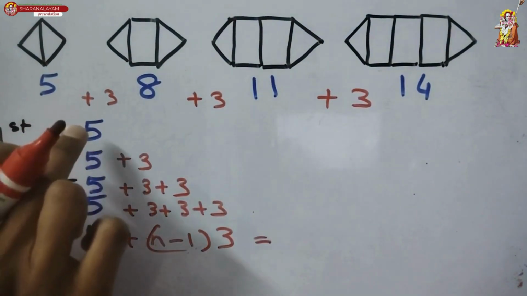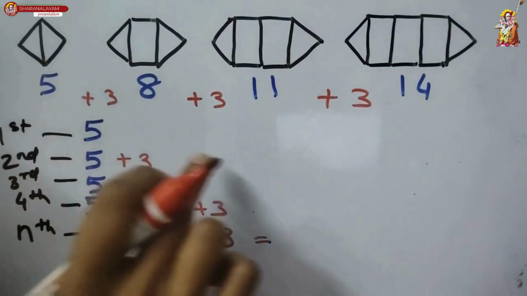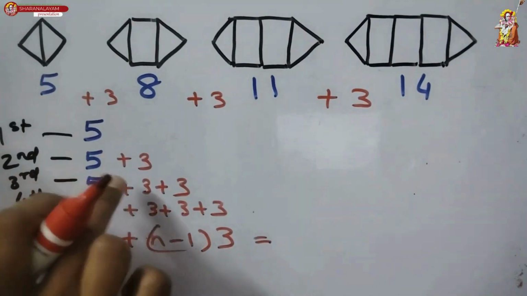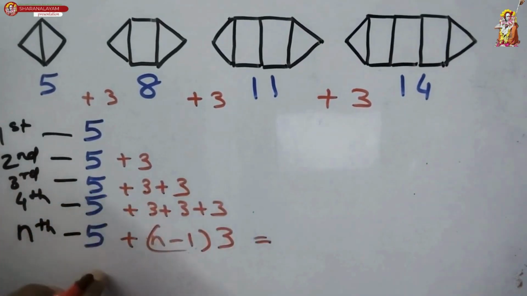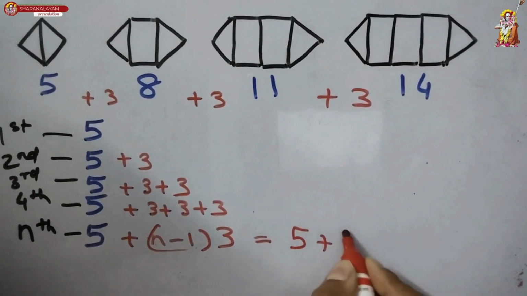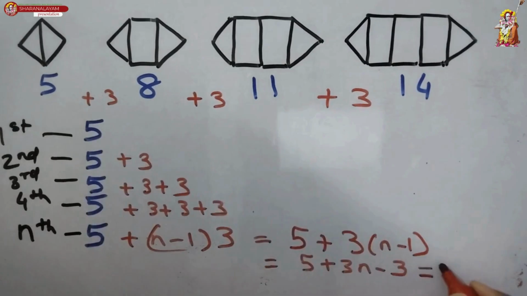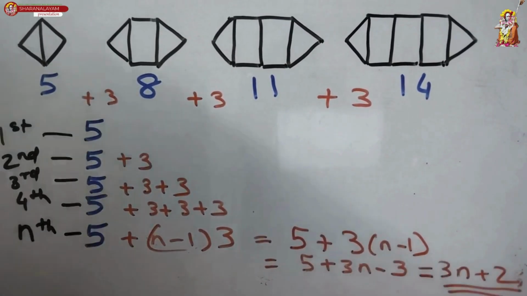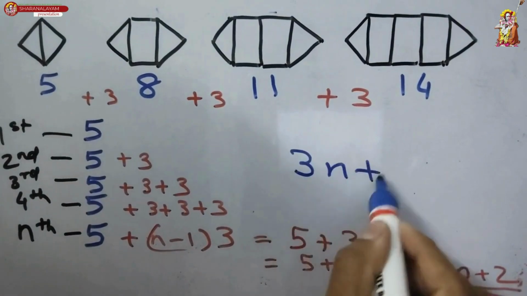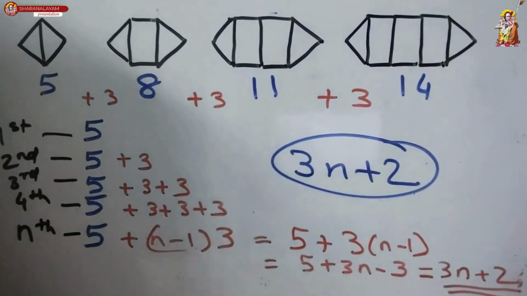So, first step will have 5, the second step will have 5 plus 3 matchsticks, the third one will have 5 plus 3 plus 3. So, the nth one will have 5 plus n minus 1, 3, which is 5 plus 3 of n minus 1, the same thing, which is 5 plus 3n minus 3. 3n will be as it is, 5 minus 3 is plus 2, so 3n plus 2. Okay. So, the rule for this pattern is 3n plus 2.